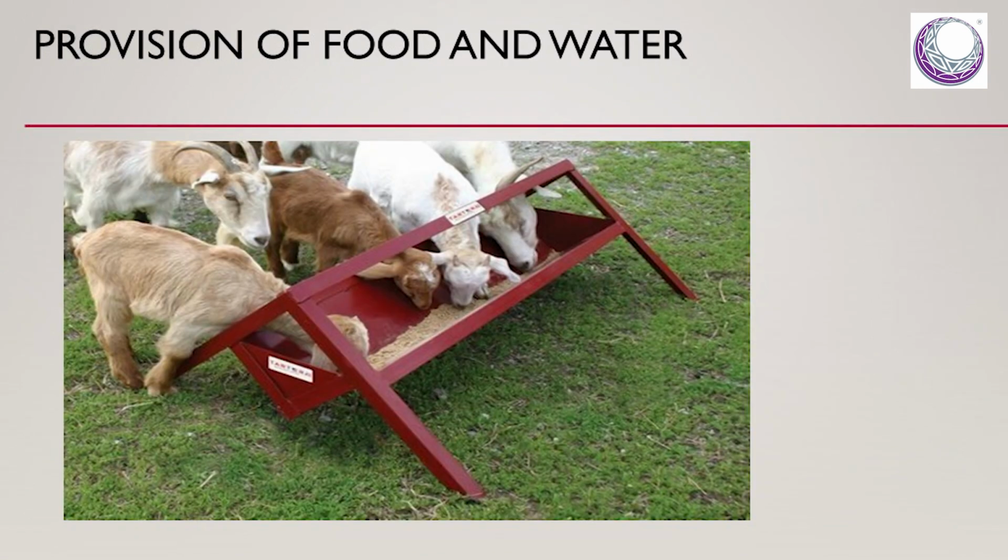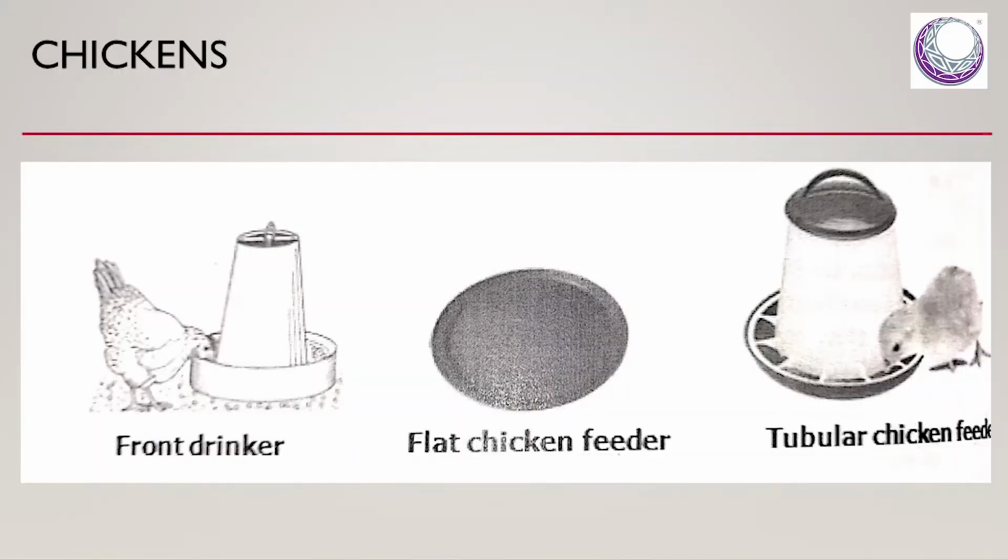When keeping animals, you also need to provide food and water. As you can see, the goats are feeding in a trough. Then we also have chickens. The food for chickens is given in two types of feeders. We have what we call the flat chicken feeder. This is usually for the newly hatched chicks. The flat feeder is for the newly hatched chicks, and the tubular chicken feeder is for grown-up chicks.